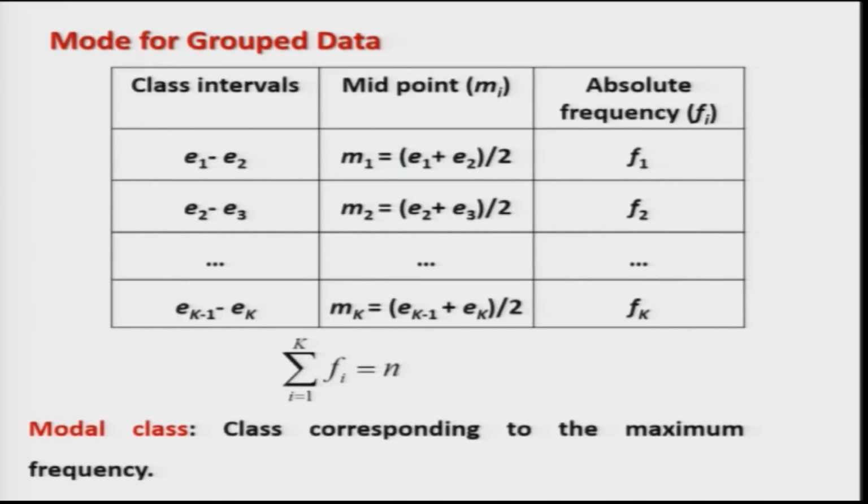Now, in order to compute the mode for grouped data, the first step is to create a frequency table, and in this frequency table we just need three things. One is the class intervals, second is the midpoint of the class intervals, and the third is the absolute frequency. One thing you have to notice here is that I am using the symbol f to denote the absolute frequency.